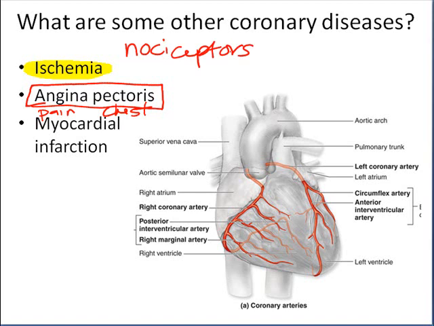Angina pectoris is oftentimes a risk factor or an indicator that a myocardial infarction, or an MI, could follow. Myocardial infarction is basically the death of heart tissue due to severe ischemia. We often call it a heart attack.